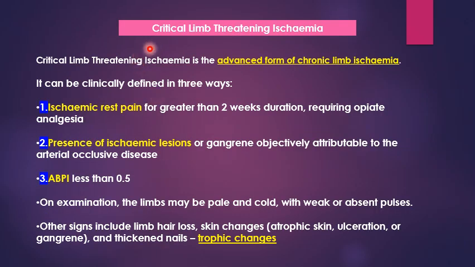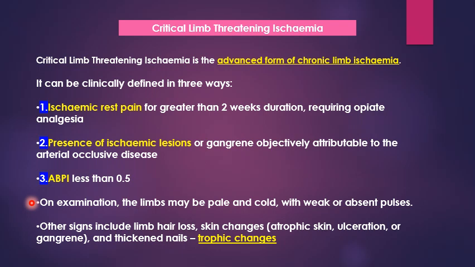Okay, next we come to critical limb threatening ischemia. Critical limb threatening ischemia is the advanced form of chronic limb ischemia. It can be clinically defined in three ways. First, ischemic rest pain for more than 2 weeks, requiring opiate analgesics. That means he's in severe pain for some time. Second, the presence of ischemic lesions, such as ulcers or gangrene, objectively attributable to the arterial occlusive disease. And thirdly, an ankle brachial pressure index of less than 0.5.